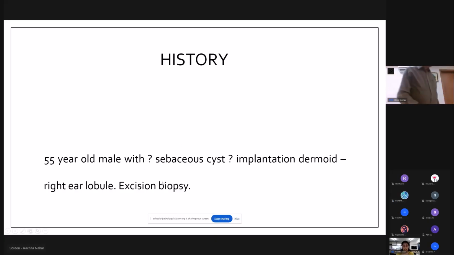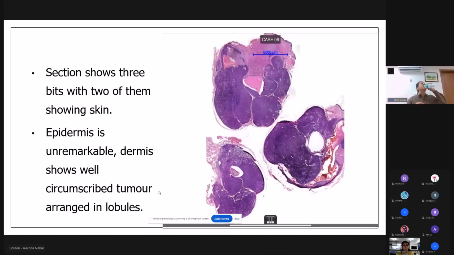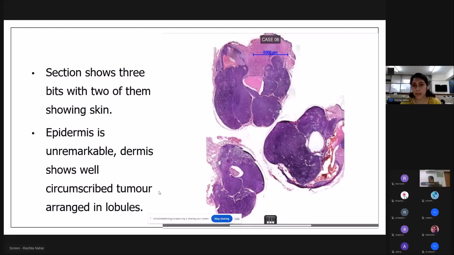55-year-old male with query sebaceous cyst, query implantation dermoid, right ear lobule, excision biopsy. Just off the scanner view, I'd like to say that the section shows 3 bits of skin, out of which 2 of them are showing the skin. The epidermis seems to be unremarkable, and the dermis shows a well-circumscribed tumor arranged in lobules.